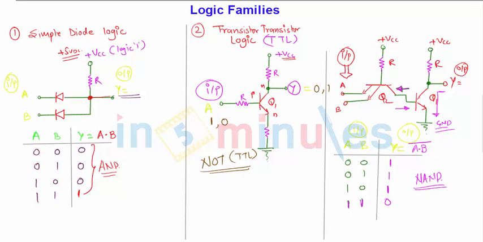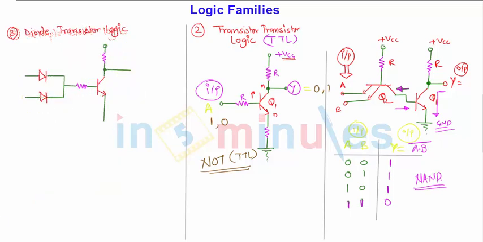After this logic family, what we are going to see is diode transistor logic. Now in diode transistor logic, once again here you have plus VCC, resistors, output Y. In the input section you have A and B, two diodes, one transistor Q1 is connected, resistors R1 and R2 you can say, and finally the transistor is grounded.